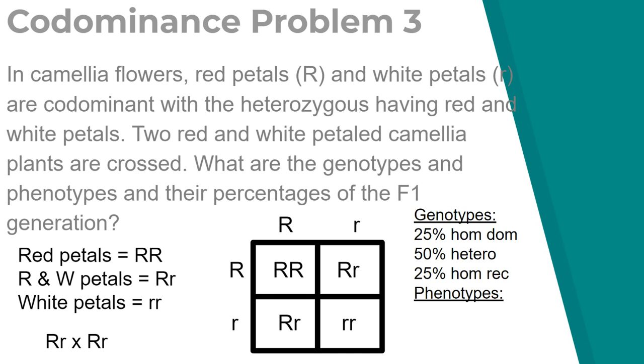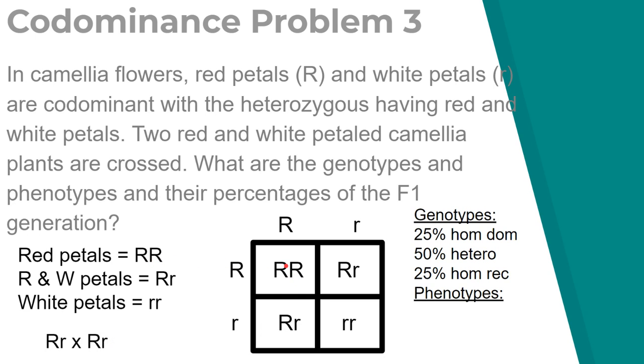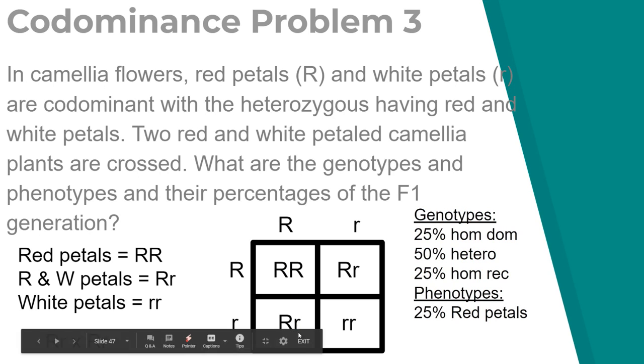Lastly, we need to do the phenotypes. So the 1 homozygous dominant is going to code for red petals. So that means 1 out of the 4 is 25% red petals. Both of these heterozygous are going to code for red and white petals. So that's going to be 50% red and white. And this little r is going to code for white petals. So 1 out of the 4 is 25% white petals.